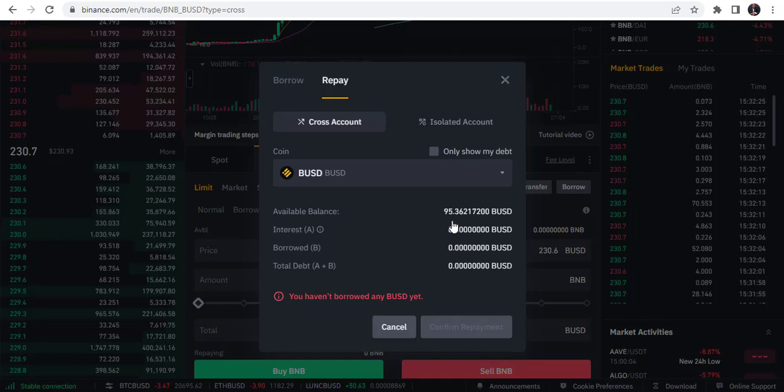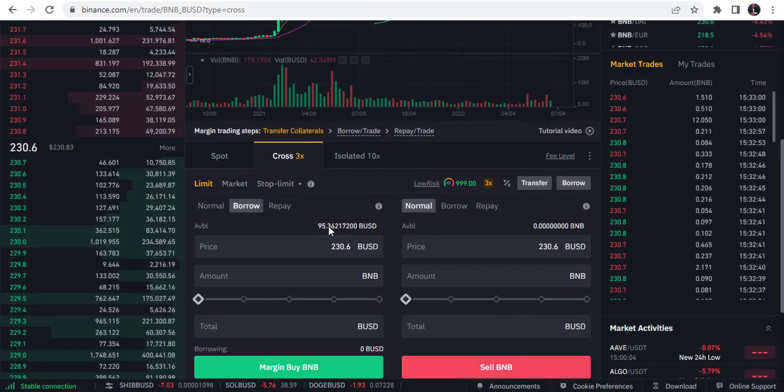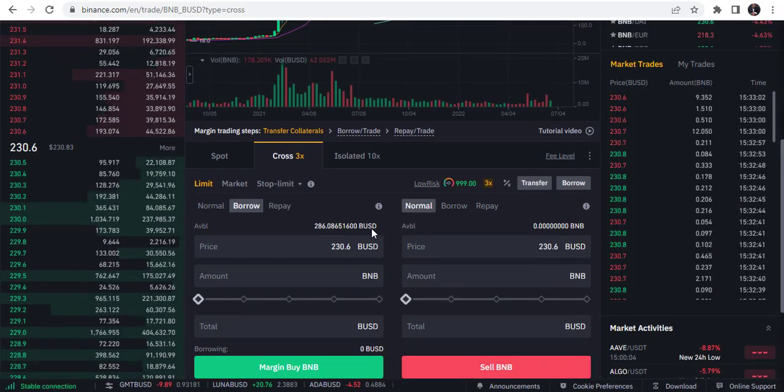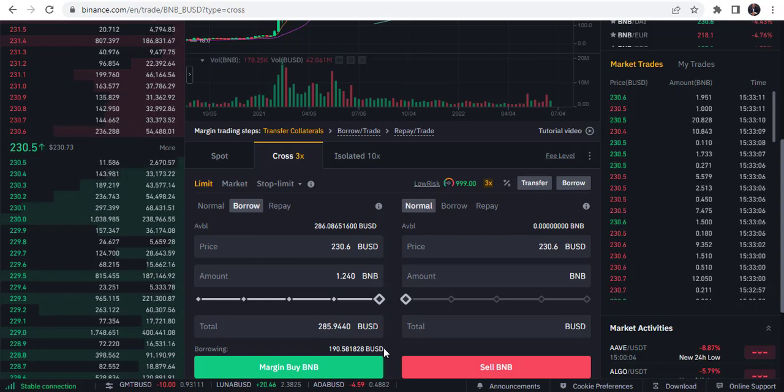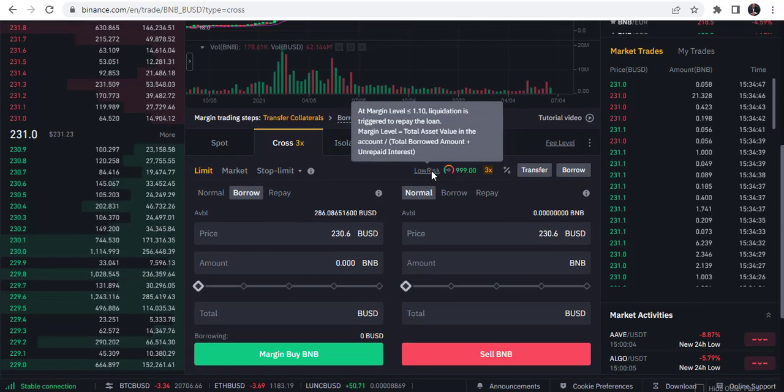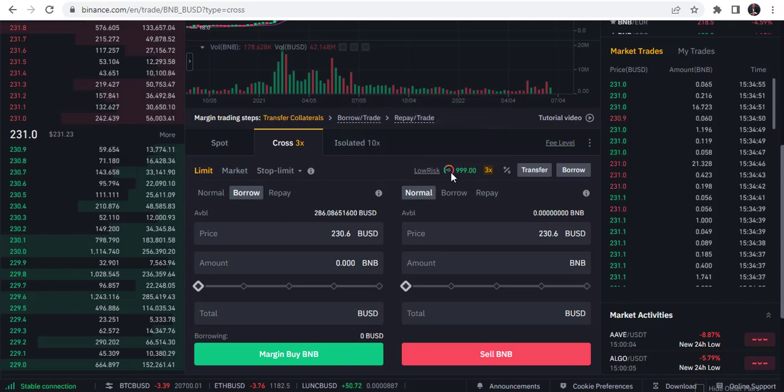To margin trade BNB USDT pair using borrowed tokens, the total amount you borrowed plus your margin becomes the available balance. You can now click on Margin Buy BNB. You may want to always monitor your margin risk meter to know when you are approaching your margin call and liquidation. Please manage your risk.